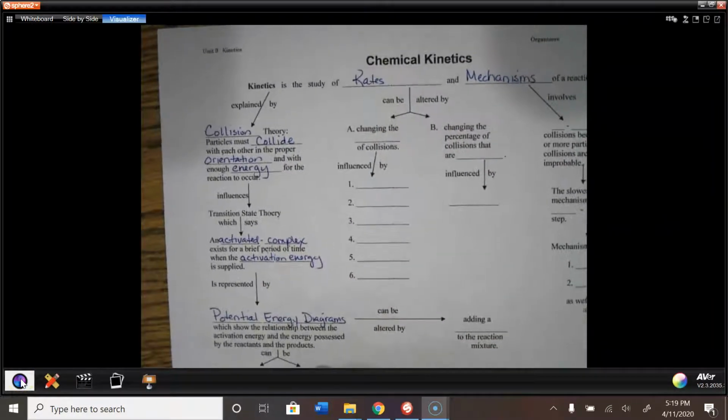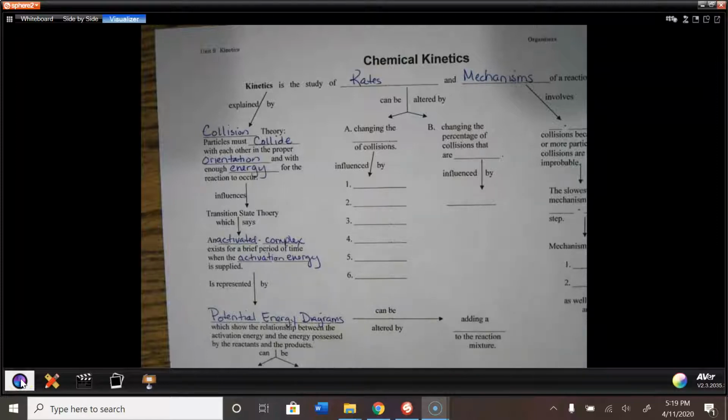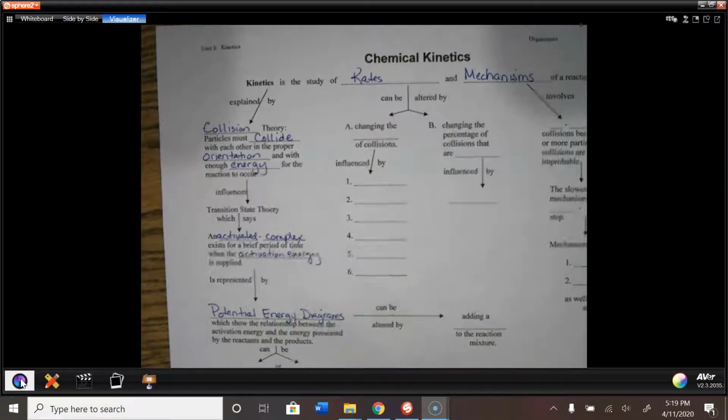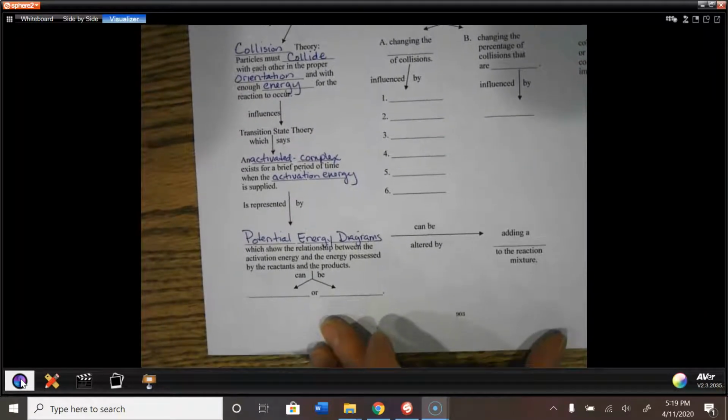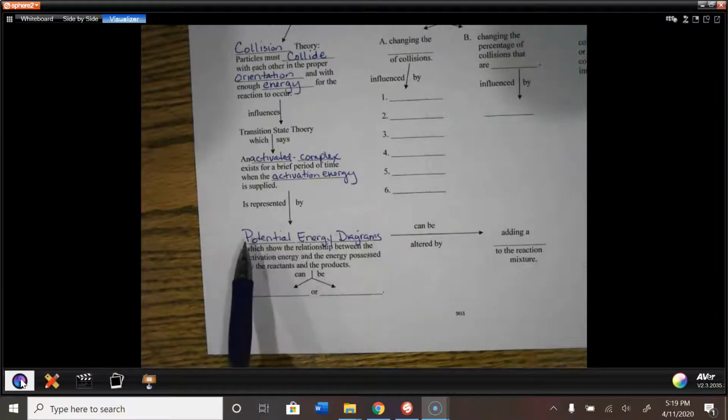We are continuing our conversation about chemical kinetics with the organizer on page 903. We were filling in the far left-hand side. We left off with something called potential energy diagram. So we're going to pick up there with this second video.